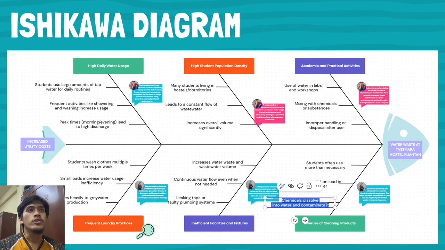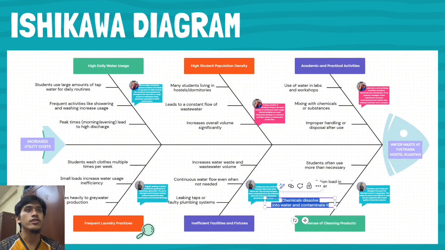Third is economic and practical activities. We use water in labs and workshops. Sometimes we mix chemicals and substances. Improper handling or disposal after use can make the water contaminated. Fourth is frequent laundry practices. Students wash clothes multiple times per week. Small loads of clothes increase water usage inefficiency.